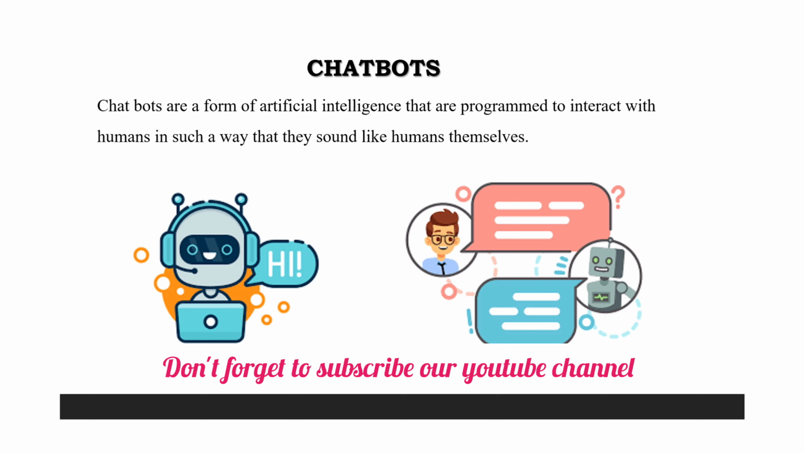First one, chatbots. Chatbots are a form of AI that are programmed to interact with humans in such a way that they sound like humans themselves. One of the best examples is when we deal with customer care. There is a chatbot which interacts with us. This is an example of a chatbot.